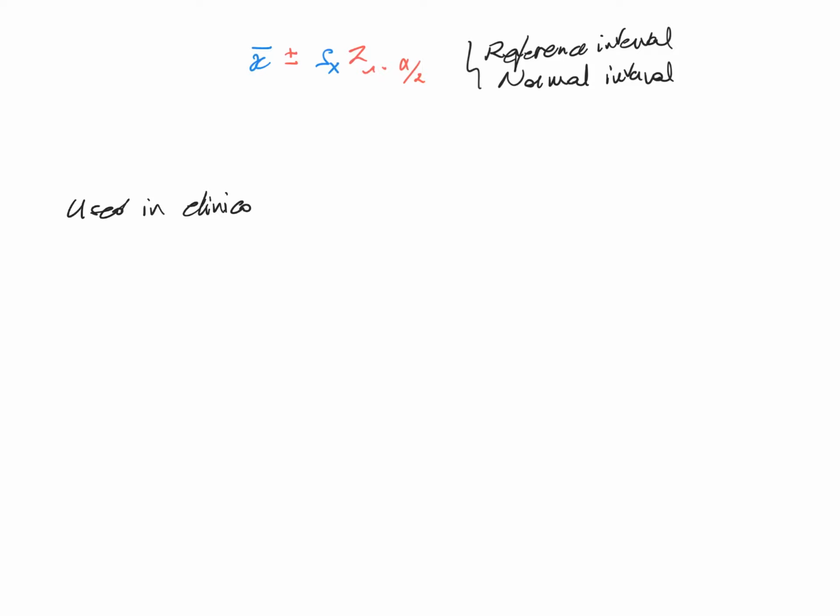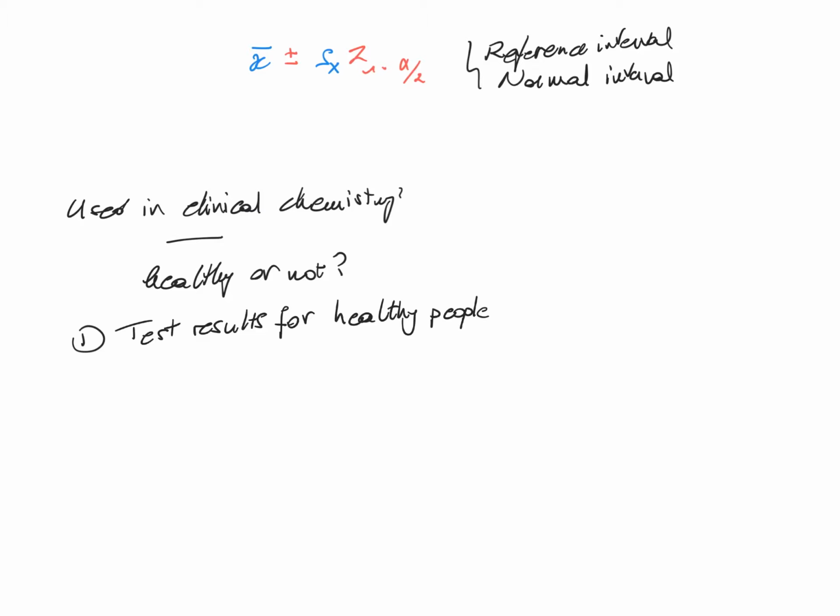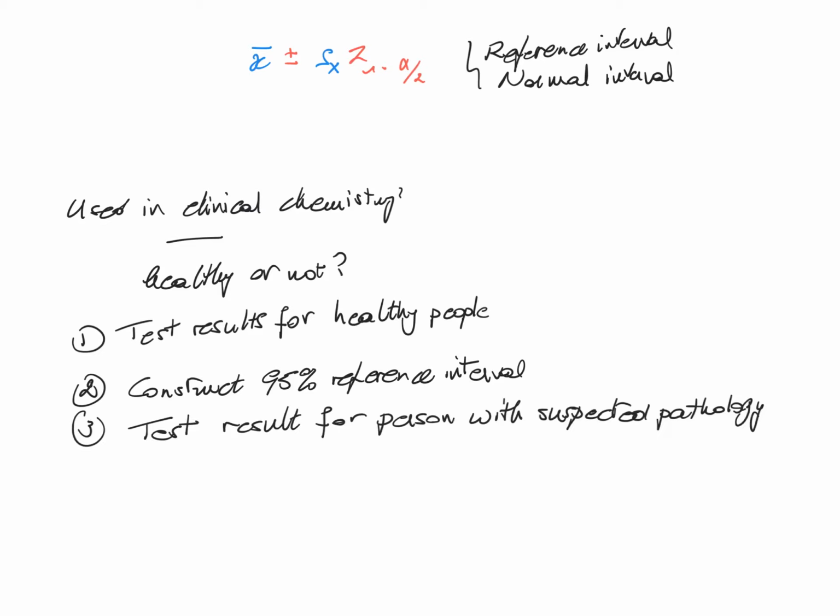So it will help you to compare a test result of a patient with a certain suspected pathology with the reference interval. So it will help you to decide whether or not the patient has this pathology, yes or no. How does it work? First, you obtain test results for healthy people. With the test results for the healthy people, you construct a 95% reference interval for healthy people. Then if you want to test a new person, you get a test result for that person and you compare it with the reference interval.